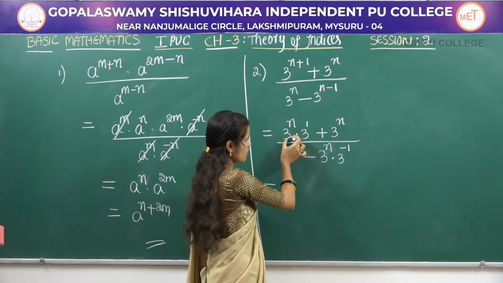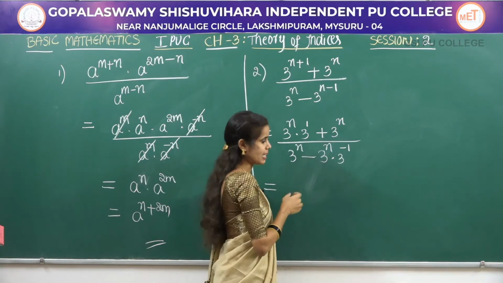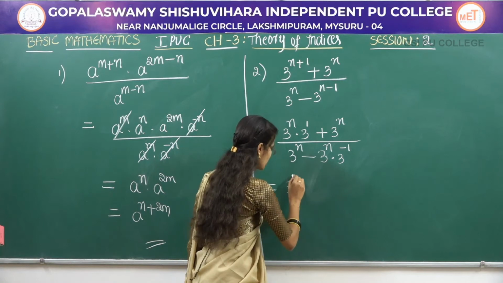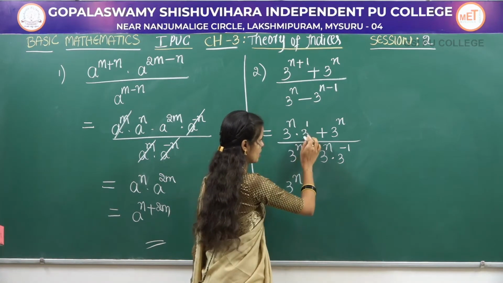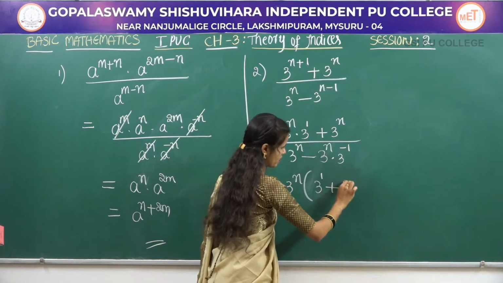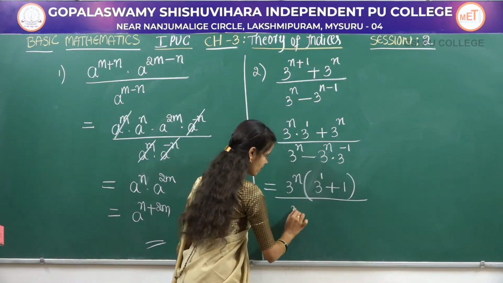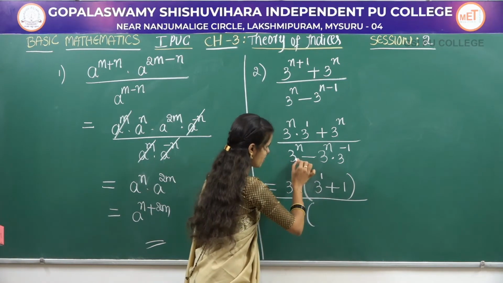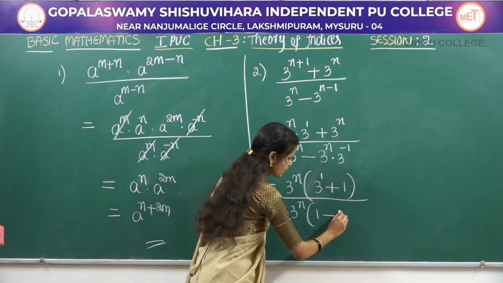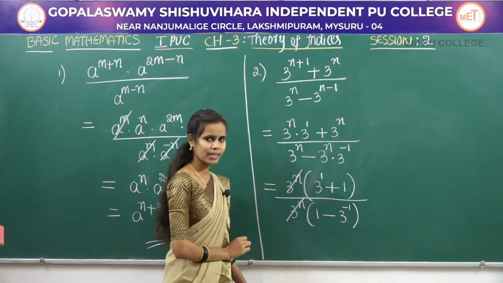Here observe that 3 to the power of n into 3 to the power of 1 is the first term, and 3 to the power of n is the second term. In these two terms we observe 3 to the power of n as the common term. Therefore, take out 3 to the power of n as the common term. The remaining terms are 3 to the power of 1 plus 1. Whole thing divided by, in these two terms take out 3 to the power of n, the common term. The remaining terms are 1 minus 3 to the power of minus 1. So 3 to the power of n by 3 to the power of n cancels.